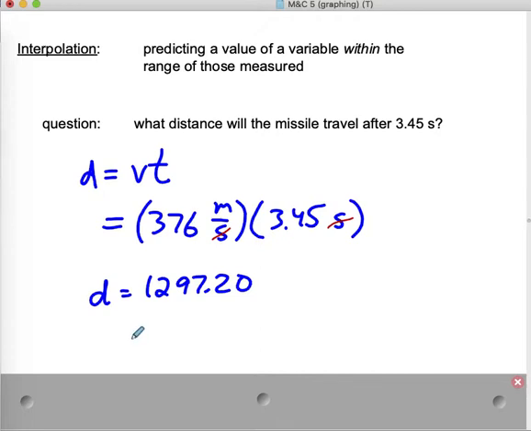Looks like this is one of those examples where I need to use scientific notation in order to express it to the correct number of sig figs, 1.30 times 10 to the third meters as my final result.